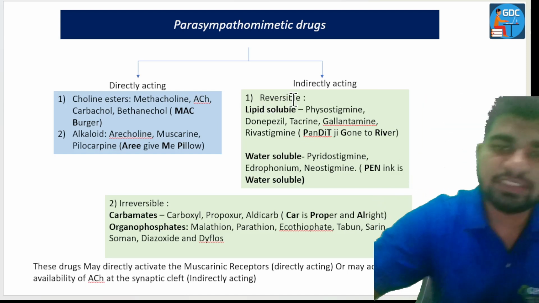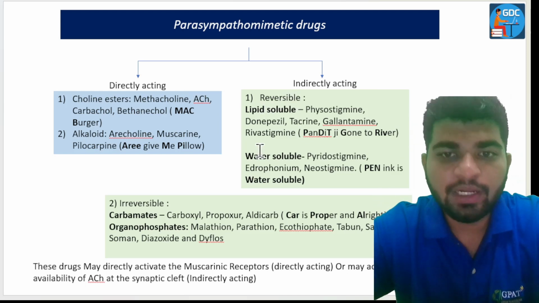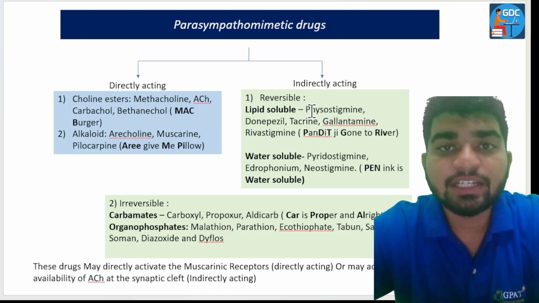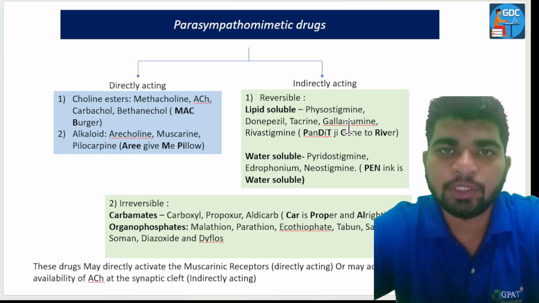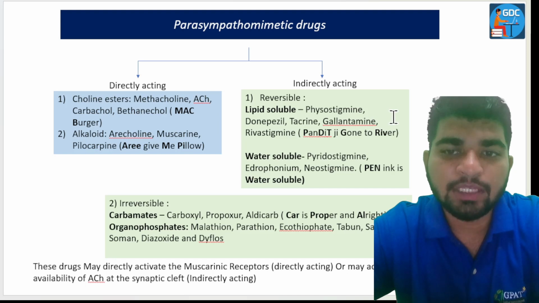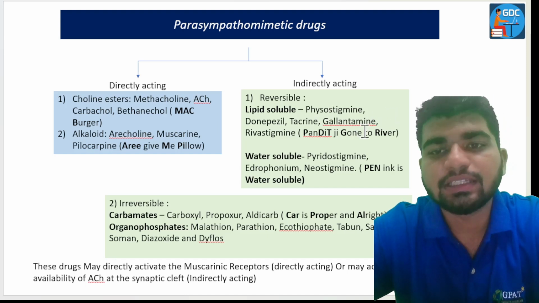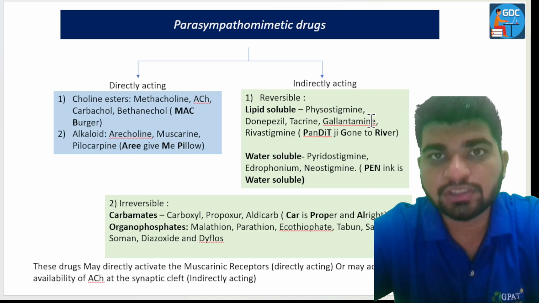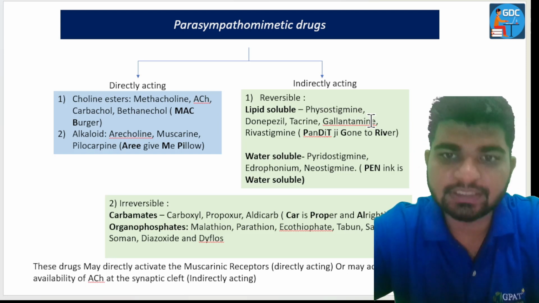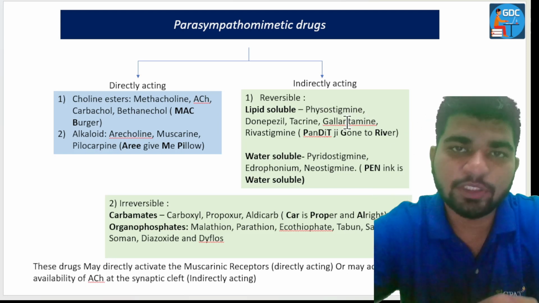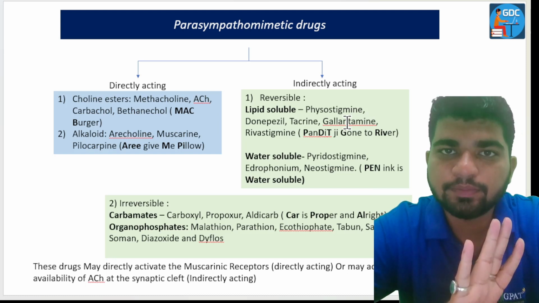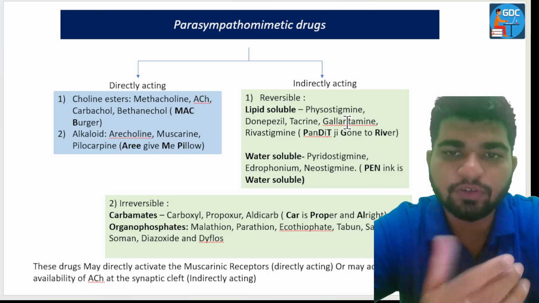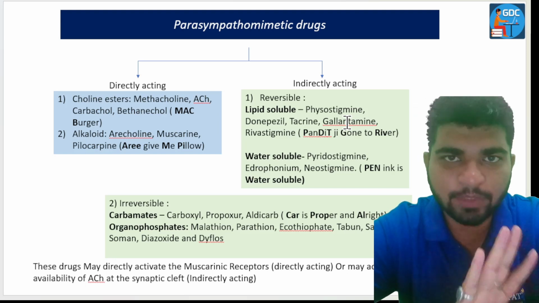In the reversible case, there are two types: lipid soluble and water soluble. Why are they lipid soluble? Because whenever you see the structures of these drugs, physostigmine, donepezil, tacrine, galantamine, tertiary amine groups are present in their chemical structures. That is responsible for the high lipid solubility of the compound. The tertiary amine group is responsible for increasing the lipid solubility of that particular compound.